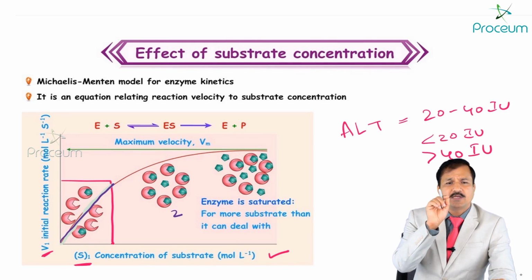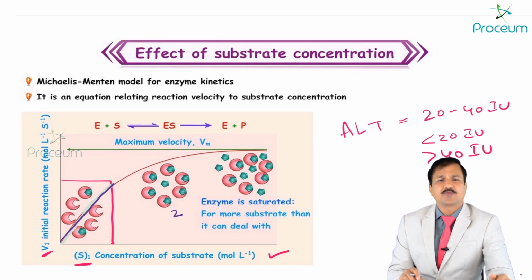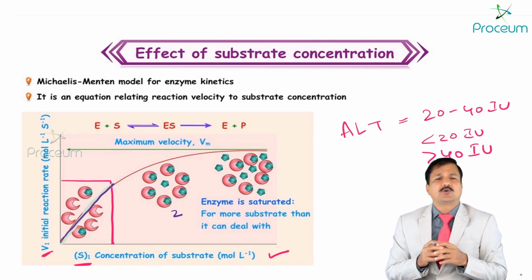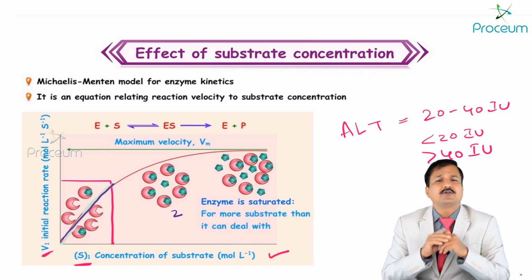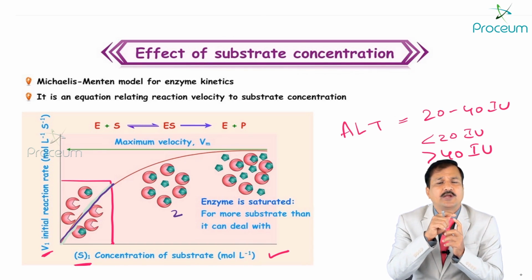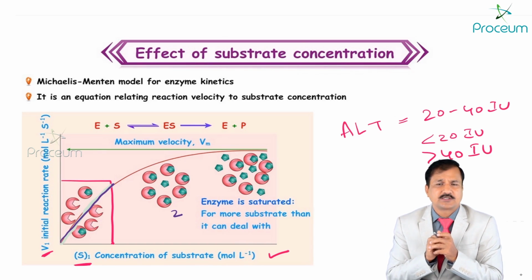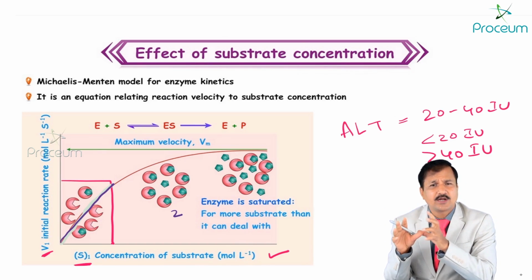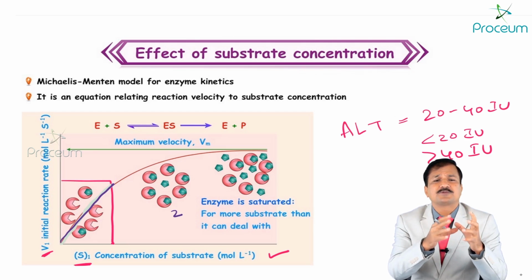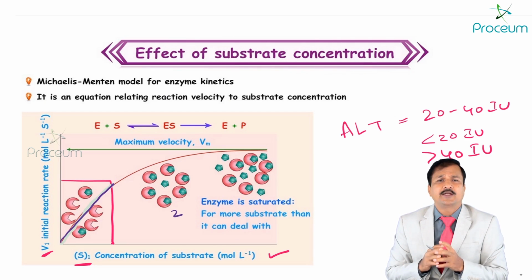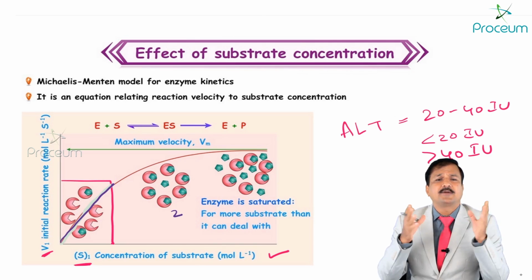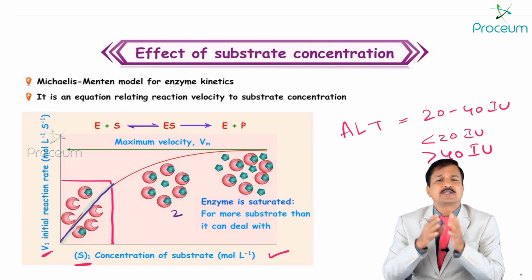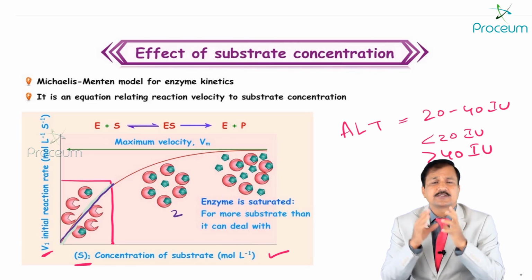And the one substrate that is waiting here, not getting a chance to bind to an active site, is going to get the chance to bind only when the substrate that is already bound to an enzyme is released as a product. Only when that product is released can the waiting substrate go and bind to an active site and become a product. So until that time it has to wait. That means enzymes are now getting saturated.